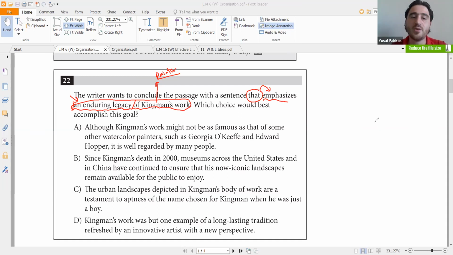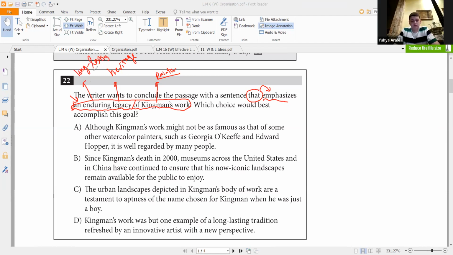So again, my question now is, what does it mean, an enduring legacy? A legacy that won't be forgotten easily. Perfect. So the legacy is what a person leaves after they die, whether it's art, knowledge, money, houses, cars. When somebody dies, they leave something behind them. So this is legacy. You can also say heritage. Okay. Enduring here as an adjective, it means long lasting.